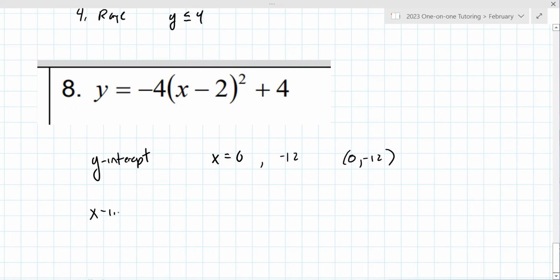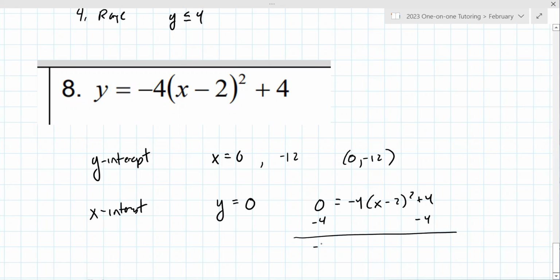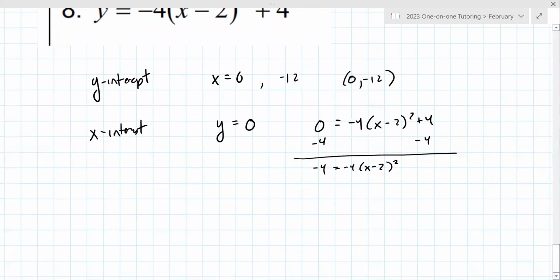How about the x-intercept? This one's a little bit harder. You have to set y equal to 0. I know you haven't seen this yet, so I'm not even sure if I should bring it up, but you subtract 4 from both sides, because you need the parentheses to be alone. You're going to see this really soon, probably right after this quiz, but then you divide by -4, so you get 1 equals x minus 2 squared.